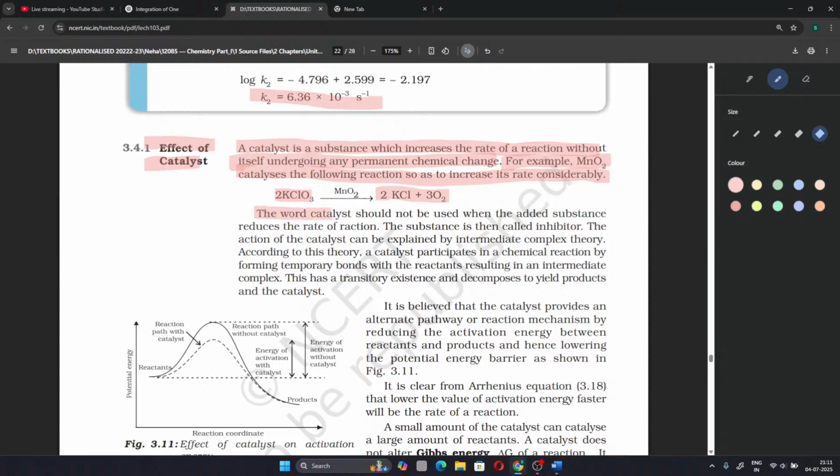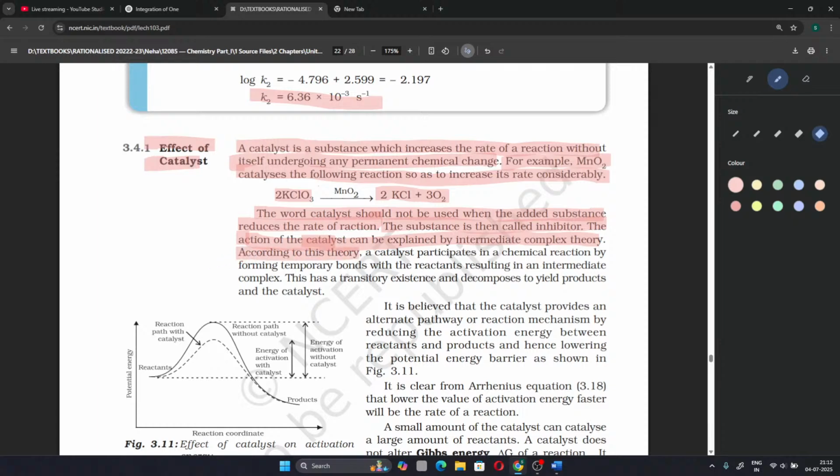The word catalyst should not be used when the added substance reduces the rate of the reaction. It does not control or reduce the rate of the reaction. It increases the rate of the reaction. Then only we can call it a catalyst. If the substance which we added reduces the rate of the reaction, then we call this substance an inhibitor, not a catalyst. The action of a catalyst can be explained by intermediate complex theory.